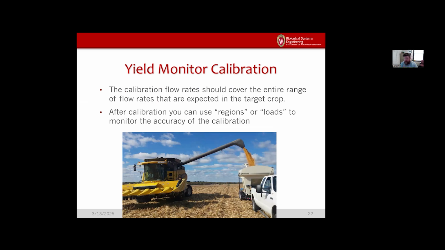Long story short, calibrate it if you can. Make friends with somebody with a weigh wagon if you don't have one, and I would calibrate more often than not if it were me. But especially if we're talking about on-farm research and harvesting plots, strip trials, et cetera, that we put out there, we want to make sure that combine has been calibrated recently and is working in the region that we know it's going to see within our plots. Okay.